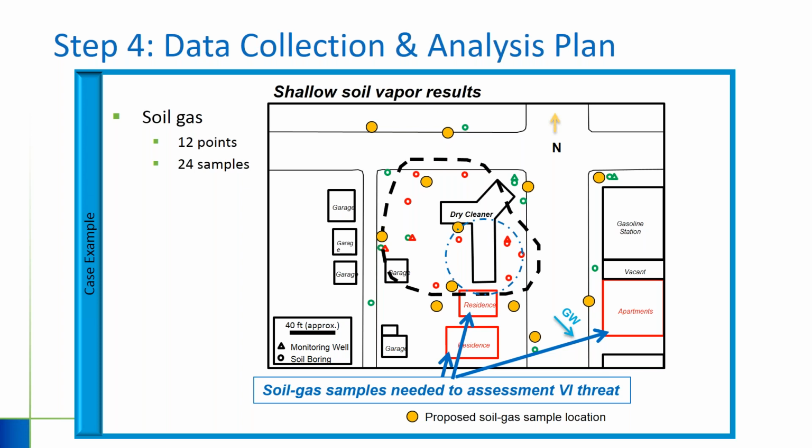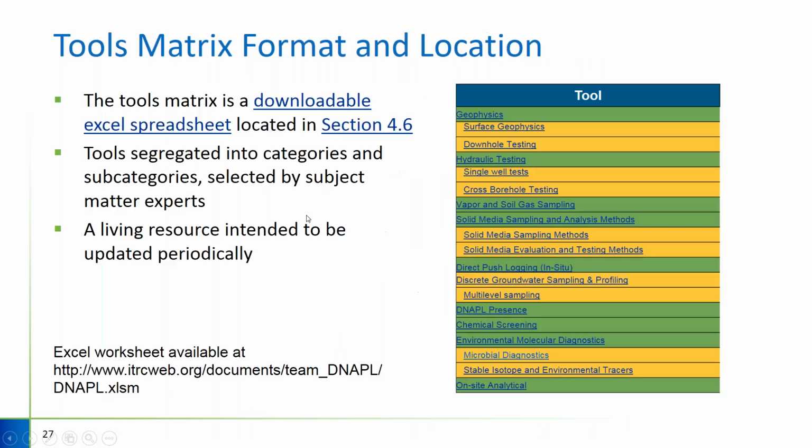The idea was to collect 2 samples per depth, and those are shown at the yellow circles where the initial plans were to collect those right there. So at this point in the process, one thing that was developed by the ITRC team that is really useful is what we call a tools matrix, or a tools table.